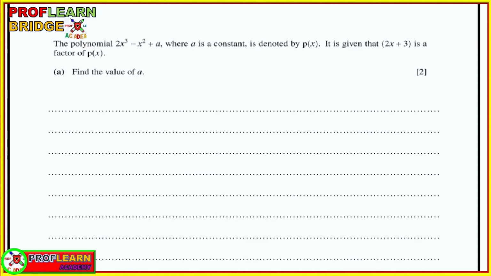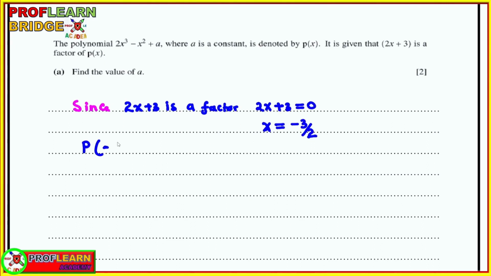Now, we are going to use the factor theorem. Since we are told that 2x plus 3 is a factor, we can say 2x plus 3 equals 0 and find the value of x. So x equals negative 3 over 2 is actually a root. Meaning if we substitute this into the function, we are going to get 0. Since it's a root, if you put it in the function given, the answer should be 0.